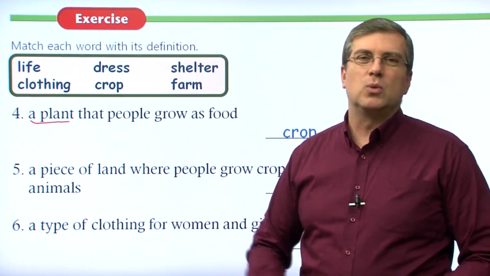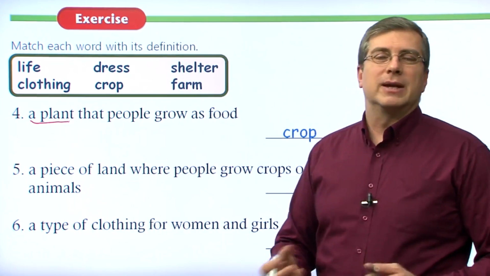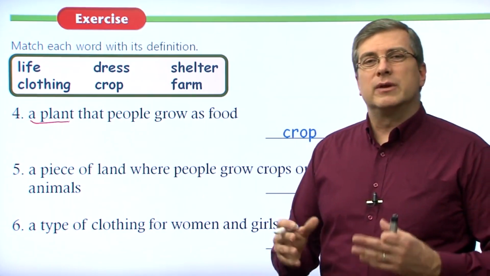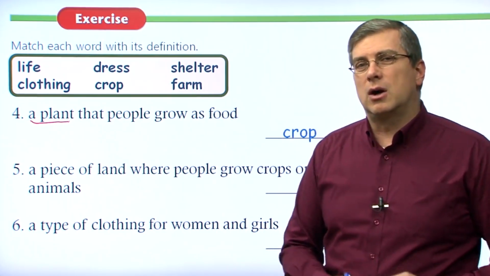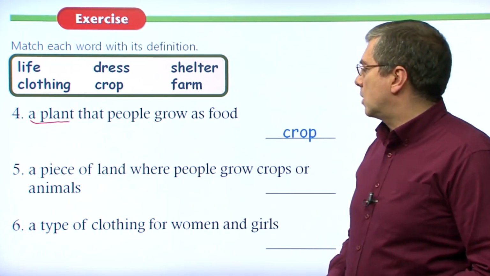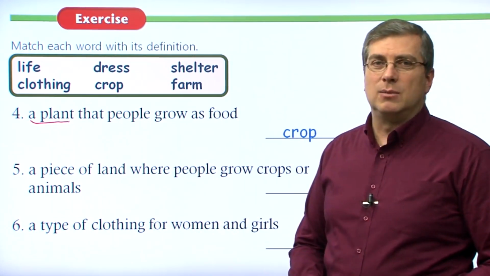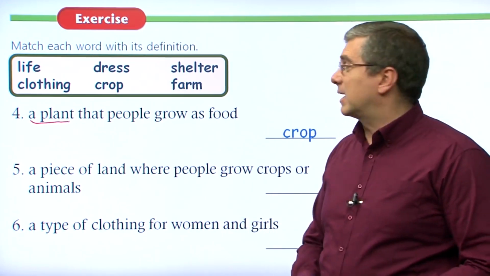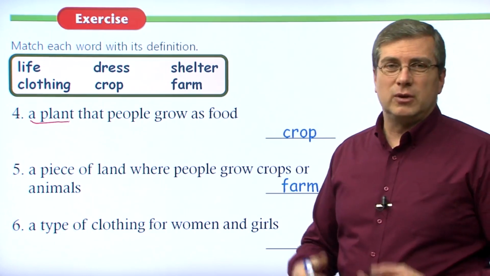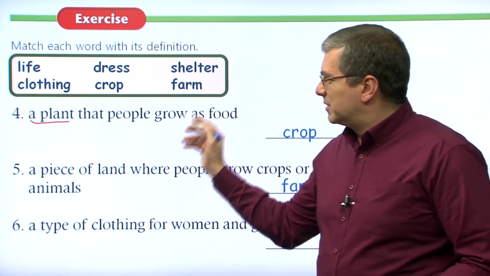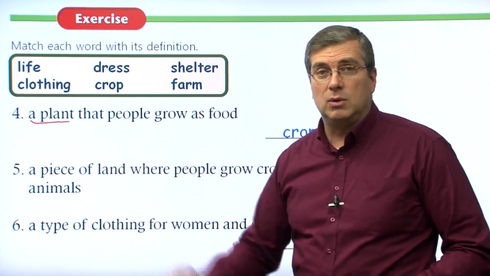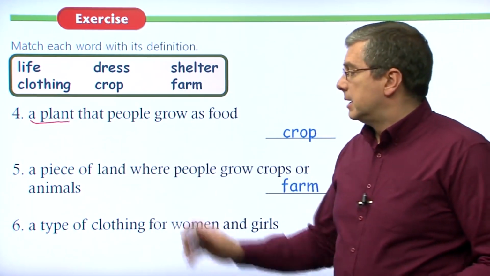Trees are not crops. Weeds are not crops. Only things like wheat, rice, corn, cucumbers, tomatoes. Those plants that we eat as food, those are crops. Okay, number 5. A piece of land where people grow crops or animals. That's much more specific, isn't it? That's farm, right? A farm, sure. A farm can be a shelter. We can live on a farm. But very specifically, a farm is a piece of land where people grow crops or animals. That is a farm.